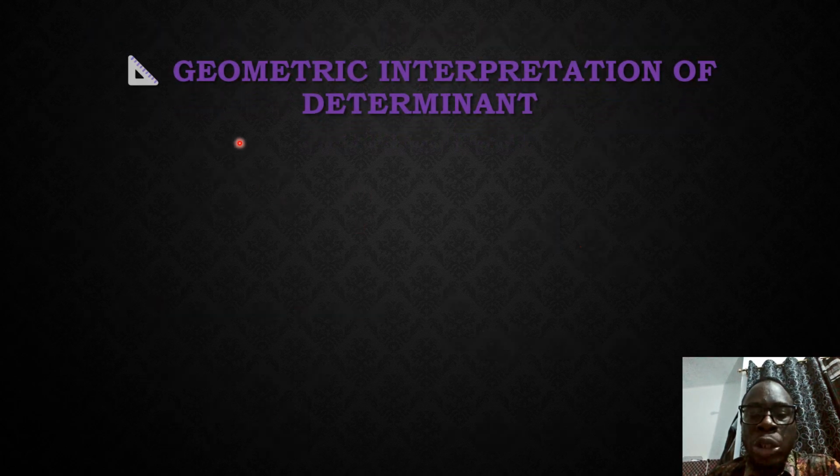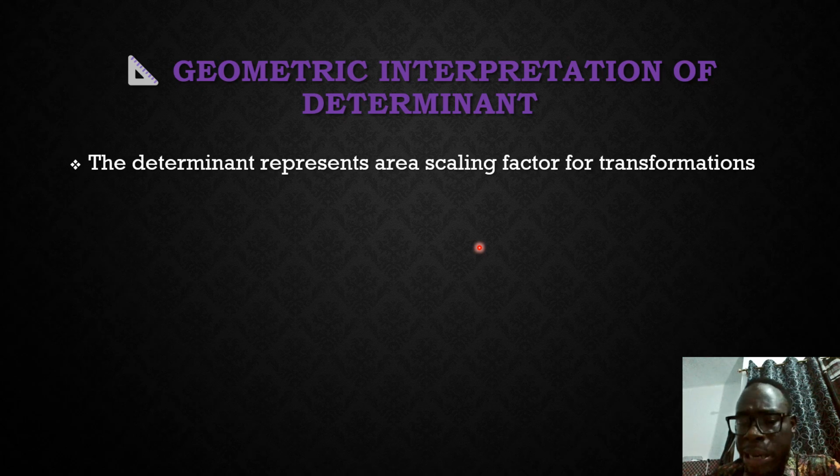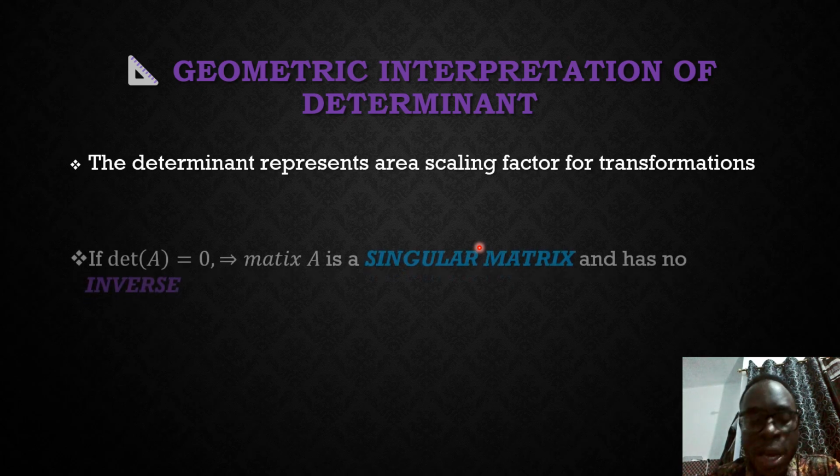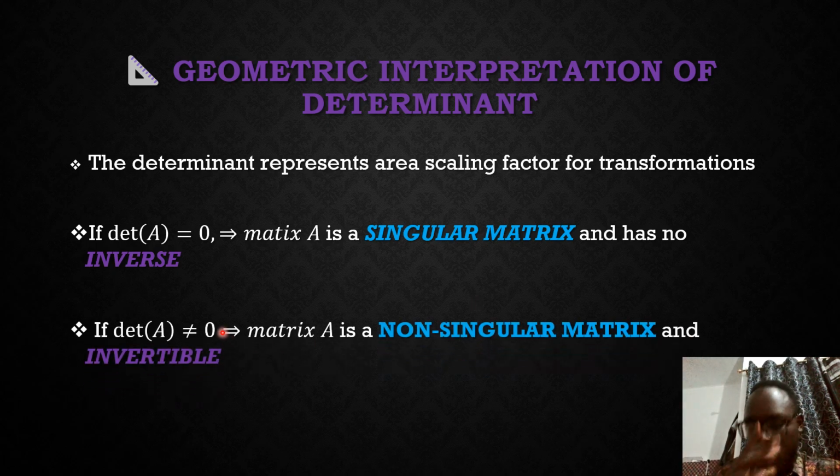Now, let's look at the geometric interpretation of determinant. The determinant represents the area scaling factor for transformations. If the determinant of A, where A is a square matrix, is equal to 0, then it means that matrix A is a singular matrix and has no inverse. So a singular matrix is a matrix with a determinant of 0. If the determinant of A is not 0, it means the matrix has an inverse, that is, it is invertible, and we call such a matrix a non-singular matrix.